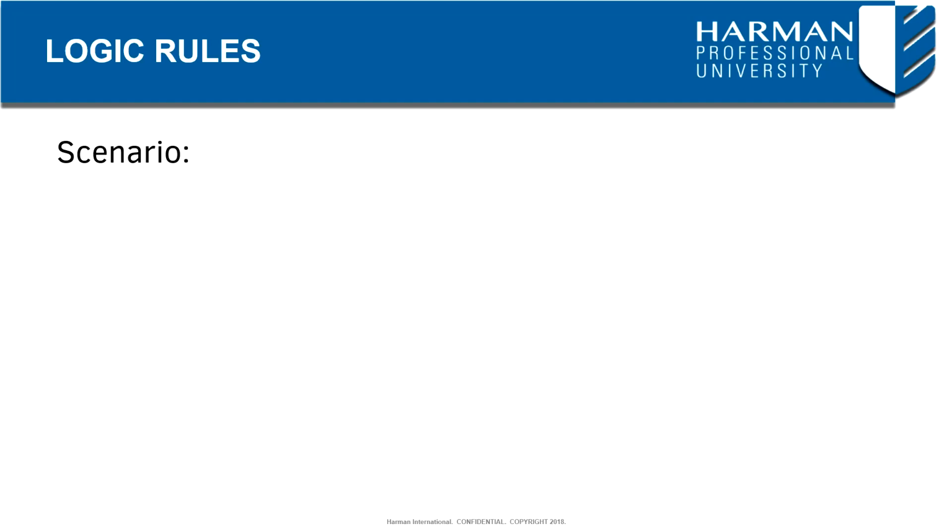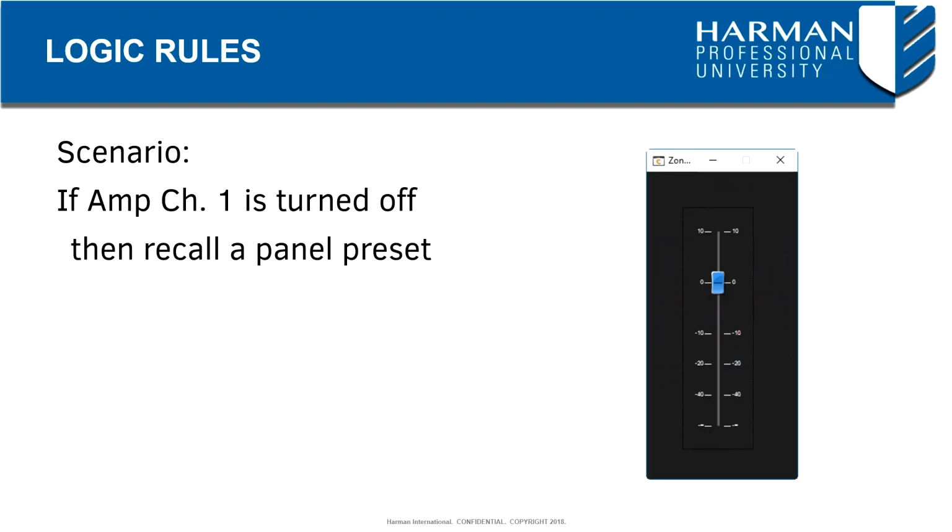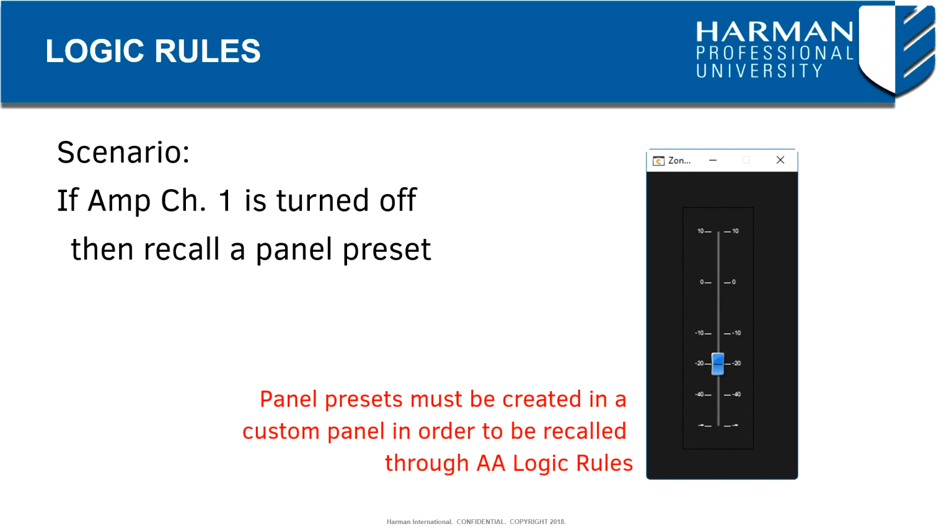In our Audio Architect venue, we have a BSS SoundWeb London DSP processing the audio for two zones and a Crown DCI networked amplifier. Let's create a logic rule so that if the channel 1 amplifier output enable is turned off, thus putting the amplifier output into standby, then let's recall a panel preset to turn down the volume 1 for zone 1 to a predetermined level.